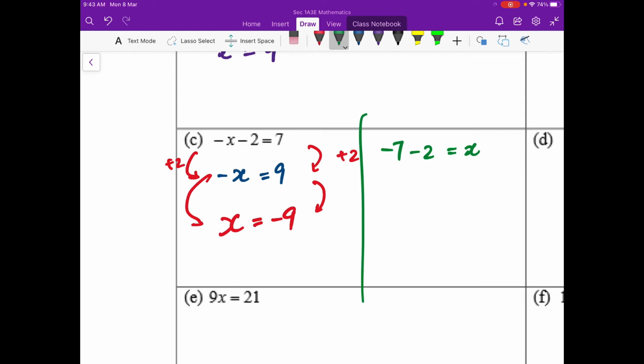7 plus negative 2. Why 7 plus negative 2? No, 7 plus negative 2 is not going to give you x. Or 7 plus negative 2 is equal to 7 minus 2, which is 5.